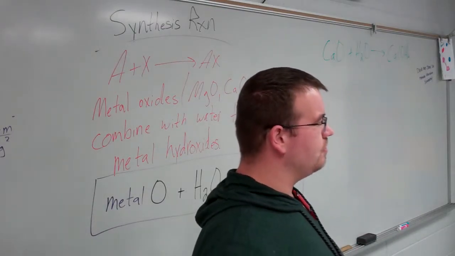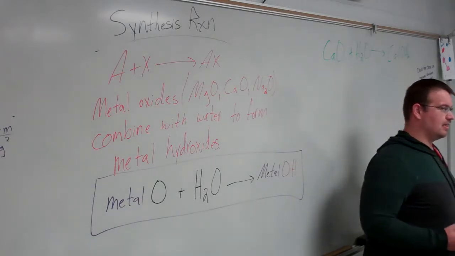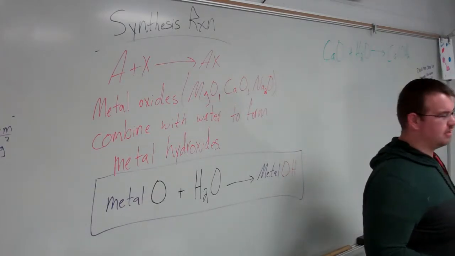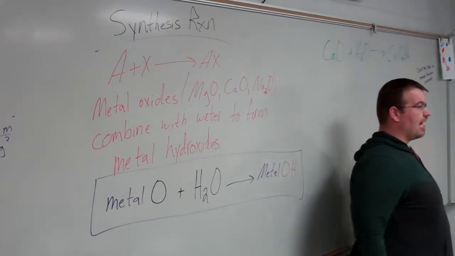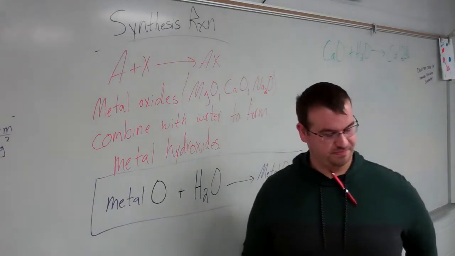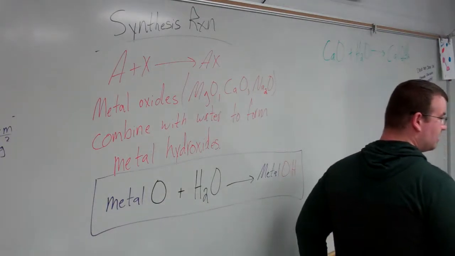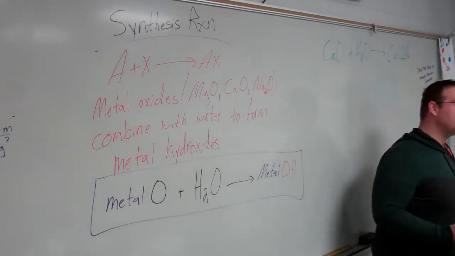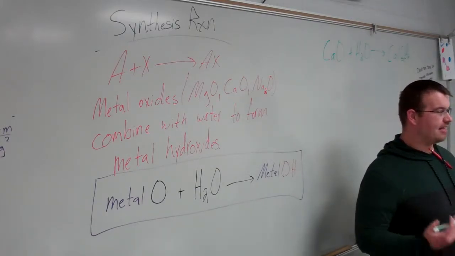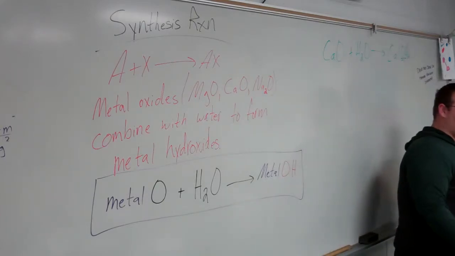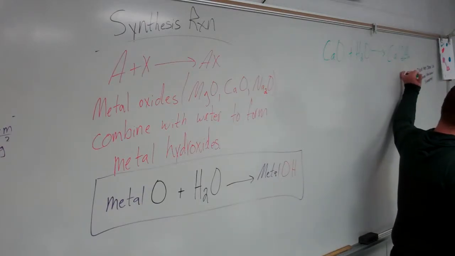Why do we have a 2? Why is there parentheses? Why is there a 2 there? That's a very good question. It's not because it's diatomic. What is this? Hydroxide. What is hydroxide? It's a polyatomic. What are polyatomic ions? That's a very good question. They're groups of covalently bonded elements that act and have characteristics of ionic bonds. They carry an overall charge. So in this case, this hydroxide, this OH.